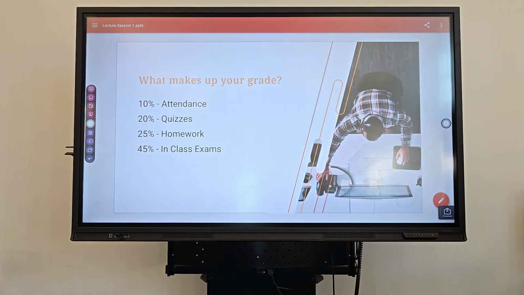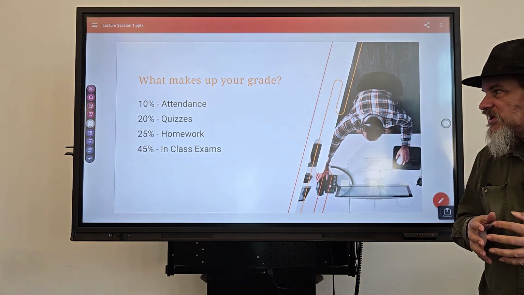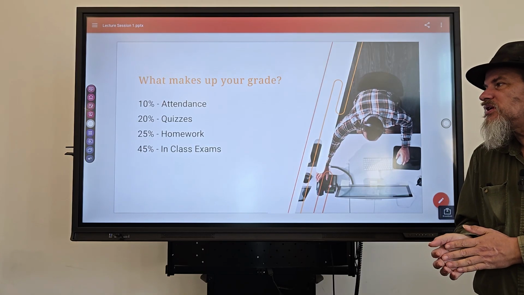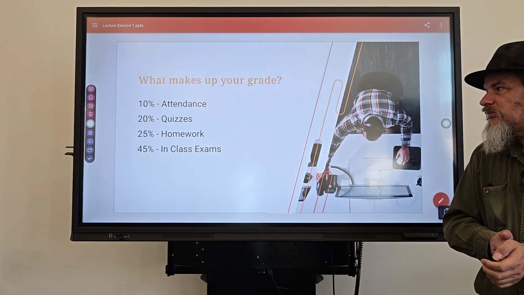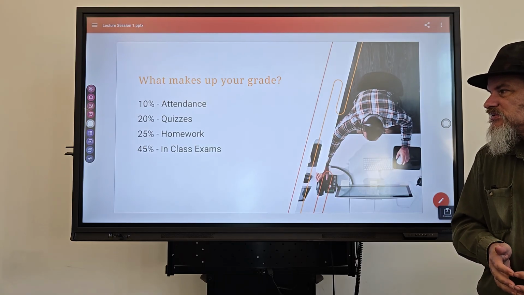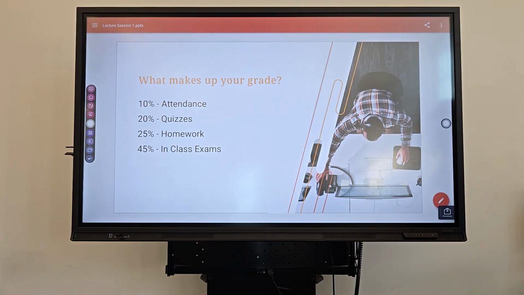What makes up your grade? I believe attendance is an important part of your grade, so I include it as 10%. 20% for quizzes, 25% for homework, and 45% for in-class exams.